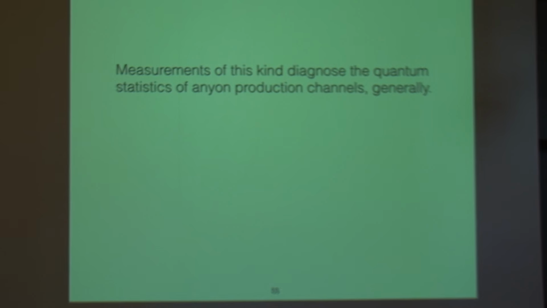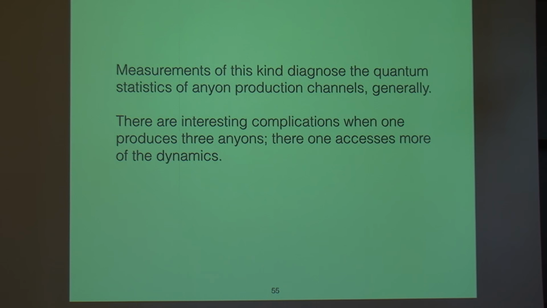Those are cases we know about. We know what to expect. But in other cases, there's considerable controversy about the appropriate underlying universality class. There are also cases where the quasiparticles have more exotic statistics, non-abelian statistics. All those can be diagnosed and separated out and analyzed by looking at these kinds of threshold behaviors. There are interesting complications when we produce 3 anyons, and you can access more of the dynamics in that kind of situation.